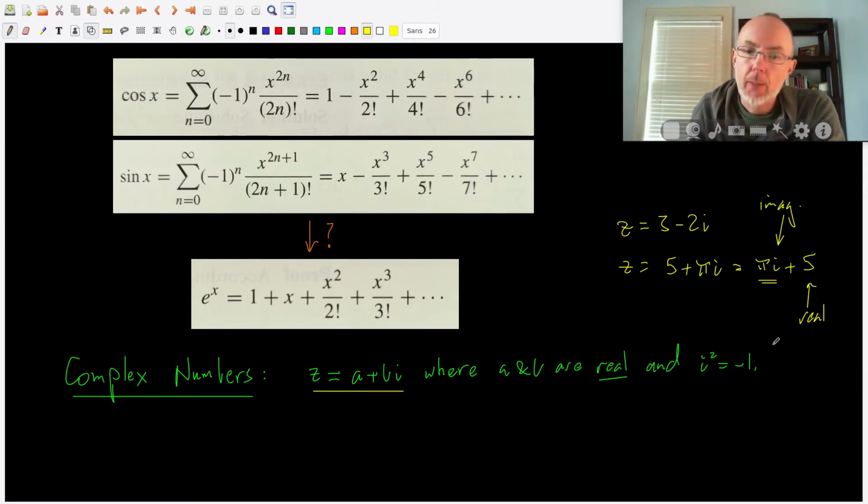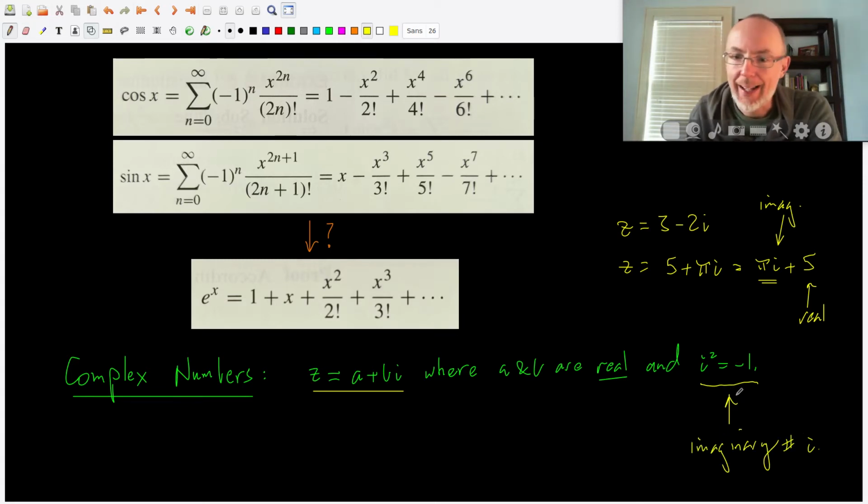And the key is coming from this idea that i squared equals minus 1. Now, no real number when you square it is negative. And so we've invented this. This is called the imaginary number i. And it's not a real number. This is what creates this field of complex numbers, because we're inventing a number that's not real. You can't find this number on the number line.